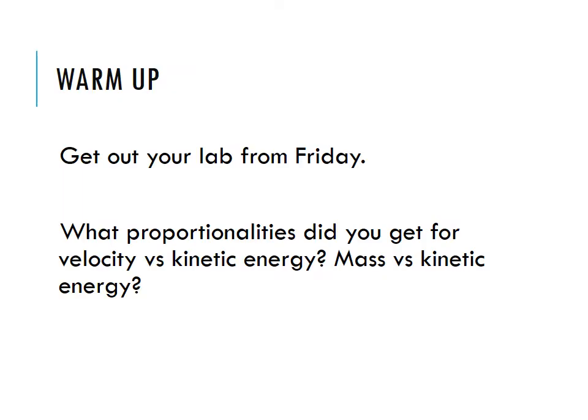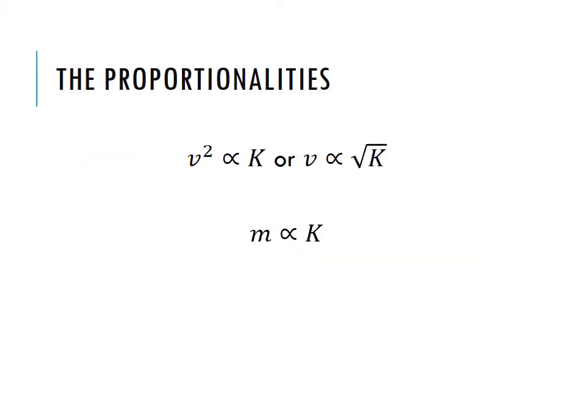Kinetic energy. We started by looking at our data from last Friday. The proportionalities that you should have found were that v squared was proportional to kinetic energy, or that v was proportional to the square root of kinetic energy. You also should have found a direct proportionality between mass and kinetic energy.